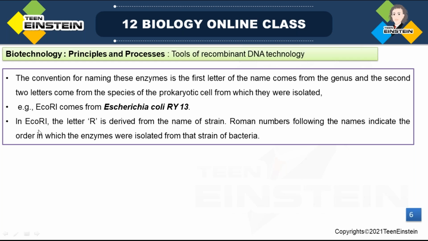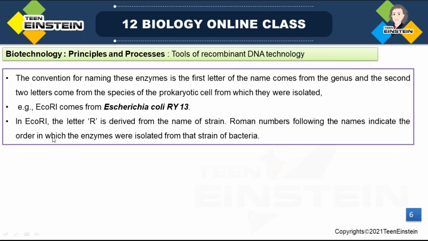So EcoRI comes from Escherichia coli RY13. Note this down; these are important questions for the NEET exam. EcoRI comes from Escherichia coli RY13. In EcoRI, the letter R is from the strain RY, and the Roman number after R, the numeral I, indicates the order in which the enzymes were isolated from that strain of bacteria.